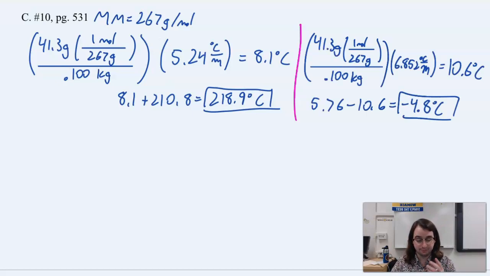Just like that. Molality times Kf. Remember, we're not dealing with water here, so our Kf is going to be different. That means our freezing point is different, so that's 5.76 minus the change in the freezing point gives us negative 4.8.